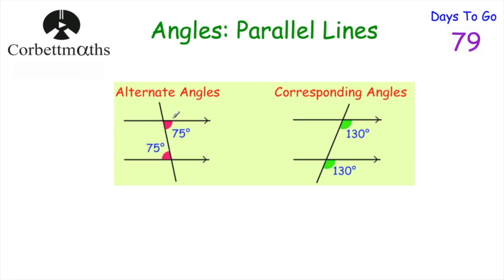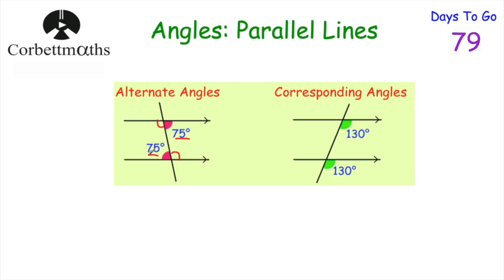Here, if you've got these parallel lines, and a line that cuts them like so, this angle here, this 75 degrees, and this 75 degrees will be the same as each other, and they are alternate to each other. So this angle is the same as this one, so we say they are alternate angles. Likewise, this obtuse angle and this one over here are alternate to each other, so we say they're alternate angles as well.